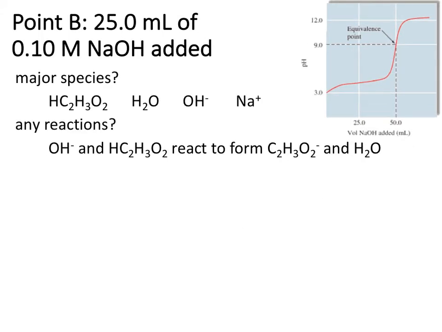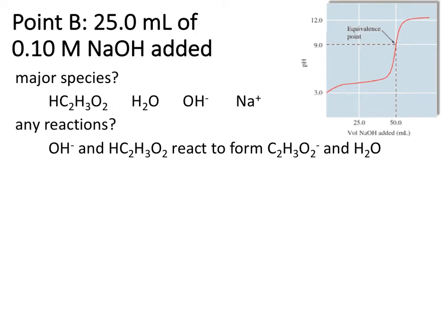Okay, so we're going to go to point B. We're a little farther along the process. At this point we're adding 25 milliliters of our sodium hydroxide. So the species that would be present in solution before any reactions would occur would be our acetic acid, our water, our hydroxide ion, and sodium ion.